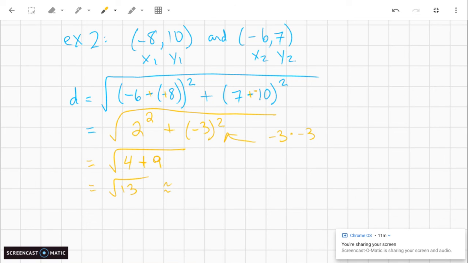And then if you want it equal exactly, then that's about 3.6. But we'll just leave it. Either one I'm okay with. So that is how you find the distance between 2 points.